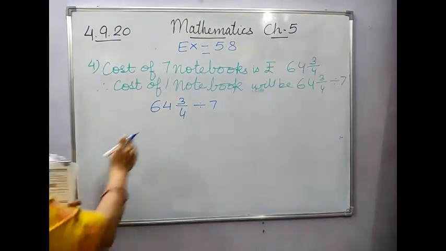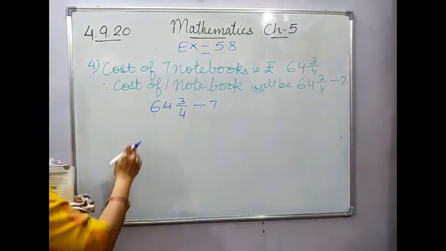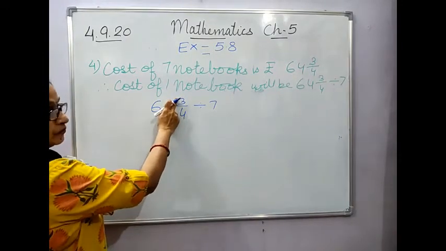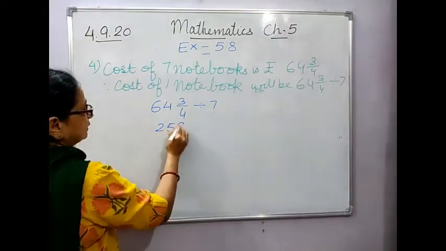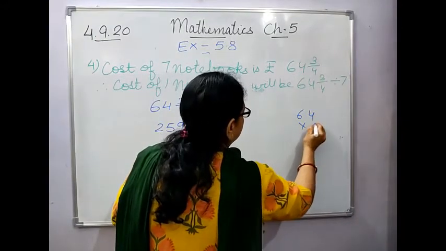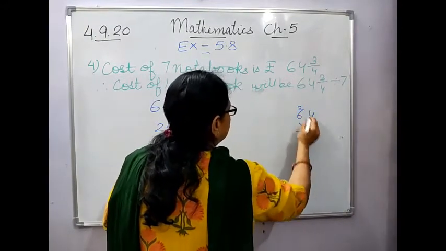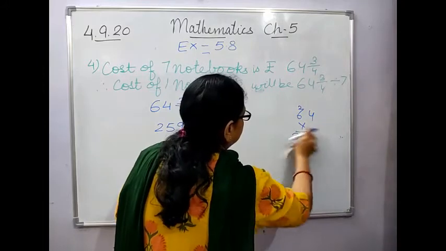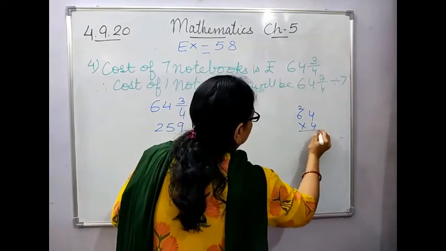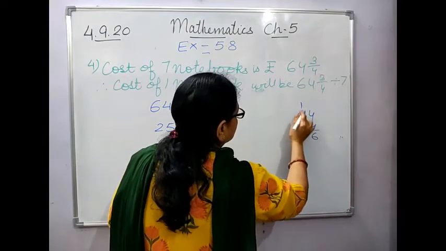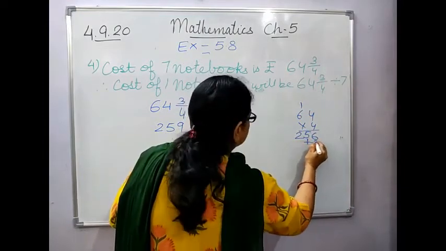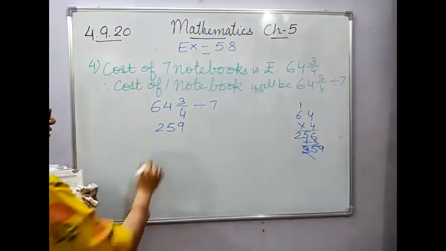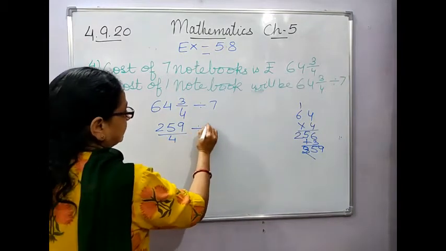It is a mixed fraction, so we will convert it into an improper fraction. You will first multiply and then add. 6 4s are 24, 6 6s are 36, 37, 38. Not that, it is by 4, sorry. 6 4s are 24 over 4, and you have to add this 3. So it becomes 259 upon 4 divided by 7.